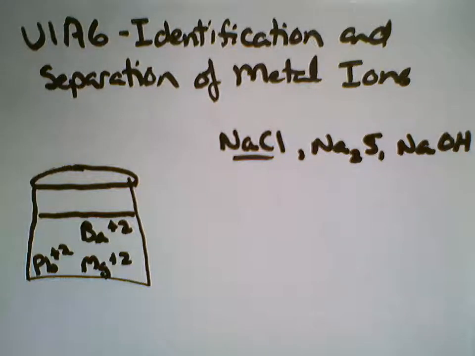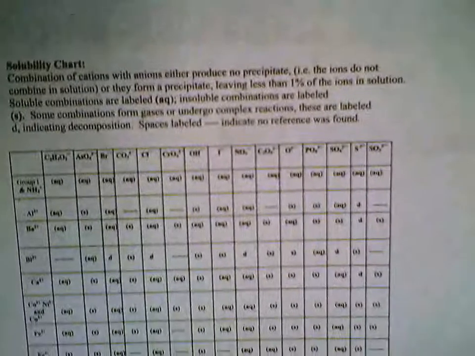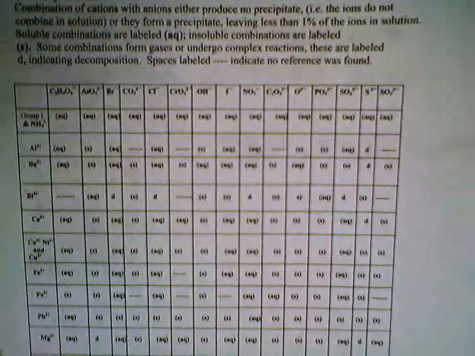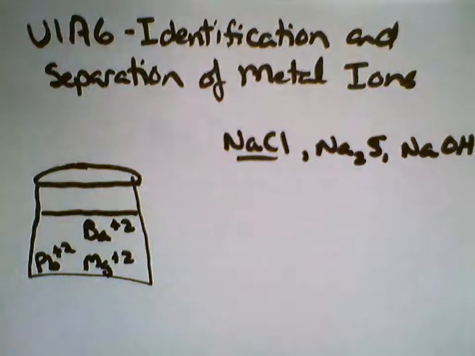Okay, one of the trickiest of the online labs to do in this course is U1A6, identification and separation of metal ions. The first thing that you are going to need is to find a solubility chart that looks something like this. Some of them are color coded. This is the tool that you're going to need to be able to separate things out.